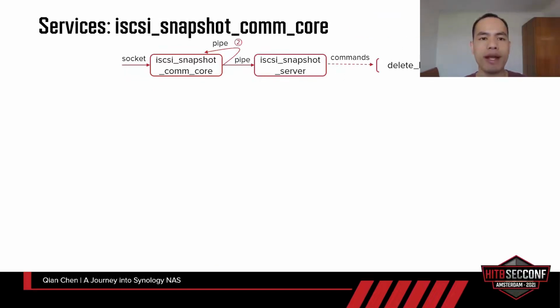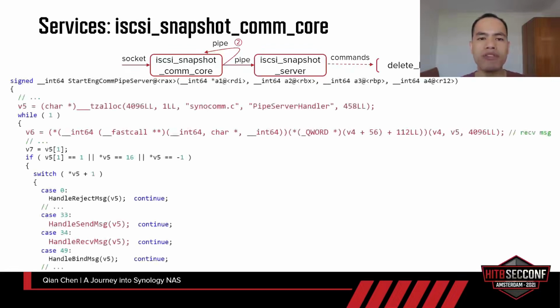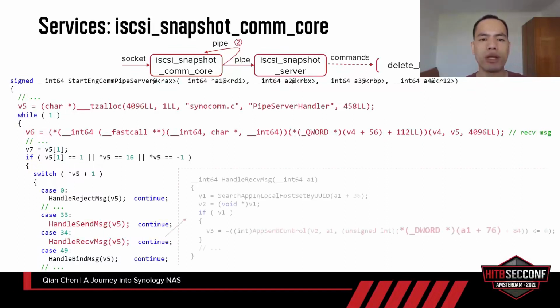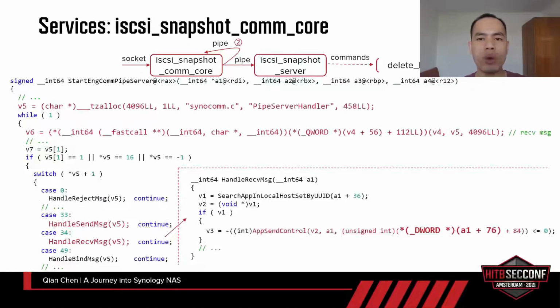Suppose we ignore it and come to stage 2, where the iSCSI common core passes the data and calls related functions. There are many functions with the prefix handle. Among them, the functions handle send message and handle receive message differ according to an inner structure. Take handle receive message as an example. It will eventually call the function Apple send control. It should be noted that the set parameter comes from the received message and is controllable.